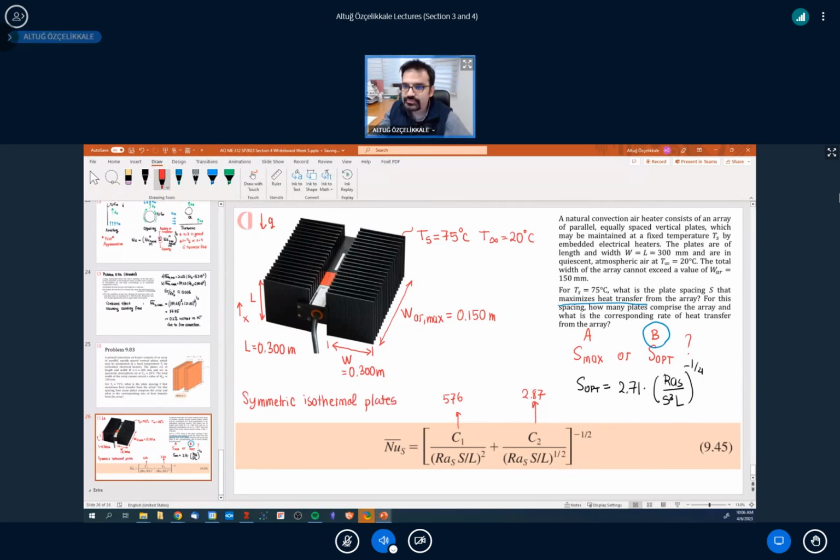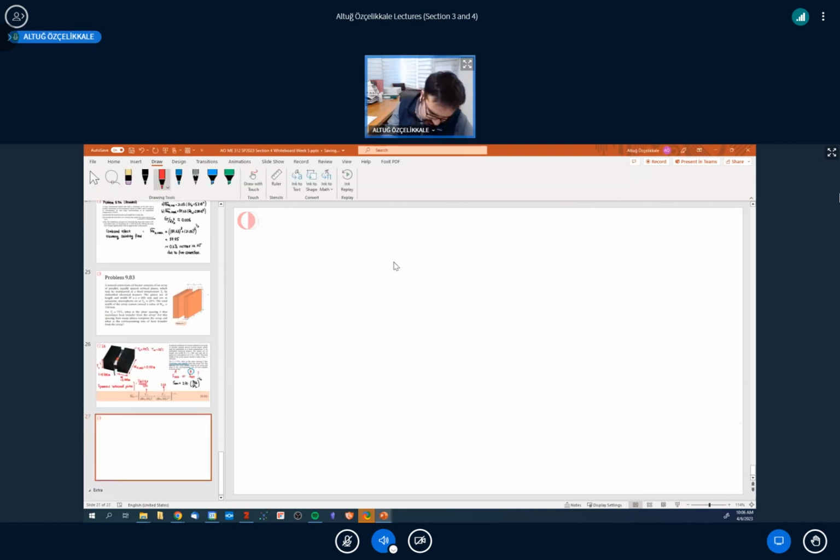So the reasoning is we are using table 9.3. I think I skipped mentioning that. Let's evaluate the fluid properties for isothermal plates. We are using the film temperature, that's 320 kelvins. Once you do the evaluation, you are going to obtain kinematic viscosity as 17.90 times 10 to the power -6 meters squared per second.